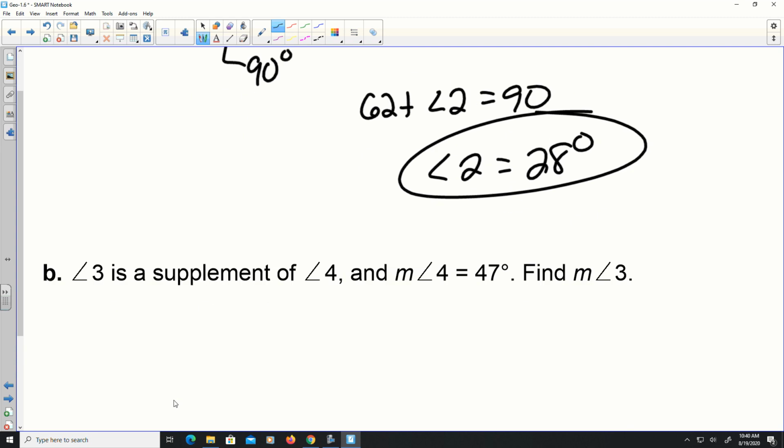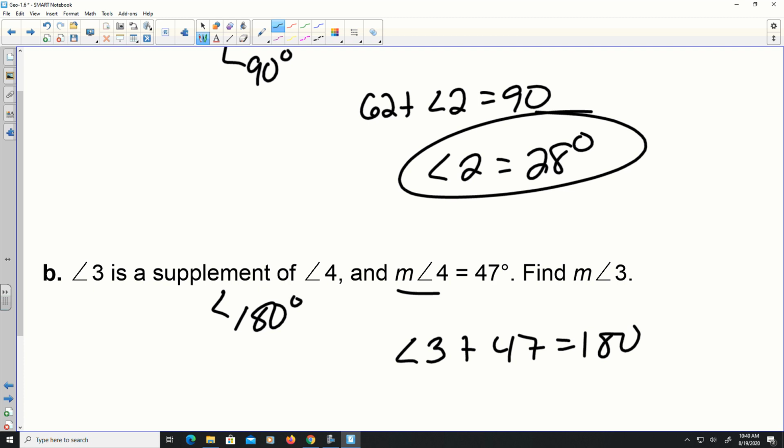When you have an example like this where angles 3 and 4 are supplementary, supplementary means that they add up to 180. They're telling you that angle 4 is 47, find angle 3. So angle 3 plus 47 equals 180. You just take 180 subtracted by 47, and I get angle 3 equals 133 degrees.